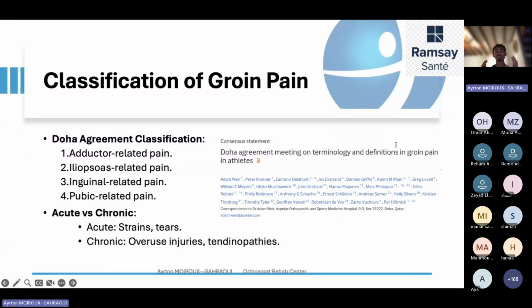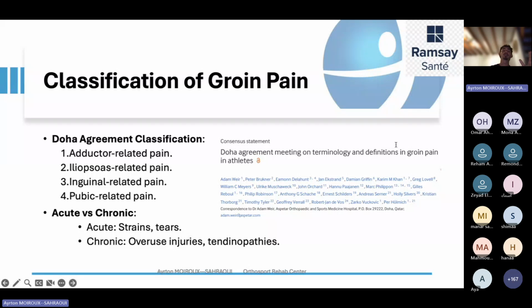If it's a tear of the adductor, it's not groin pain, okay? It's just a muscle injury. It has to be at the insertion of the adductor on the pelvis. The pain must be located around the pubic area, not in any other part of the adductor. This category is the most common in sports involving rapid lateral movement, such as hockey, rugby, or football.